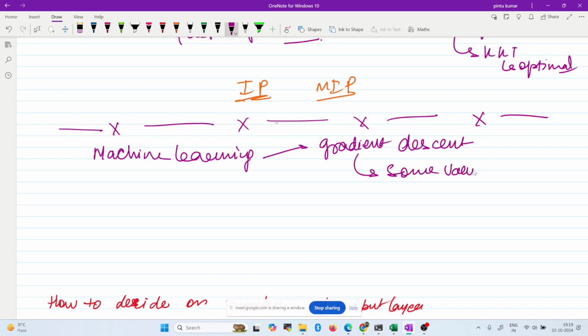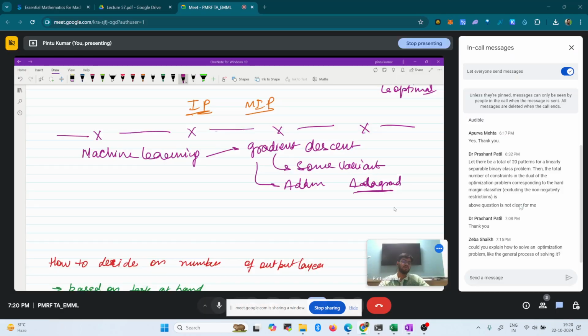Okay. So gradient descent is not a very fast method. So there are some alternatives to it to make it faster or to guarantee it converges to some point. For example, Adam, Adagrad, right? So these kinds of variants exist. Okay, but I'll give you the basic idea of how this works.